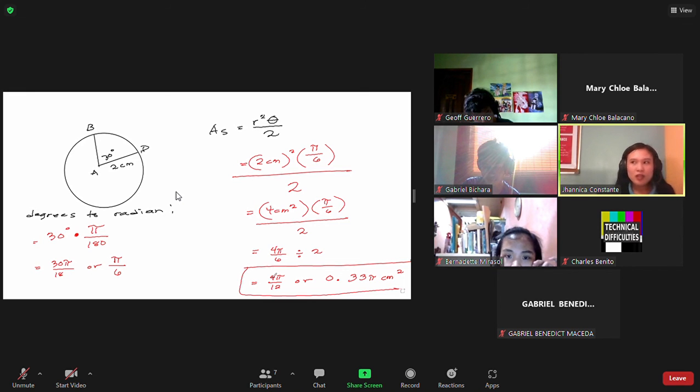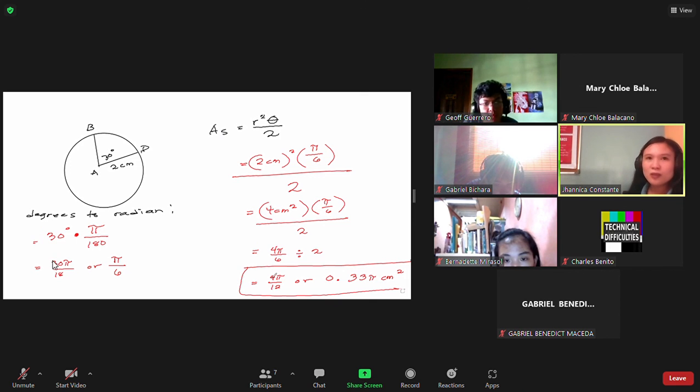So it's easier to use the first formula that we have, given that the measurement of the arc is given. At kung given ang central angle, we need to change it into radian form, so we can use the second formula in terms of radians.